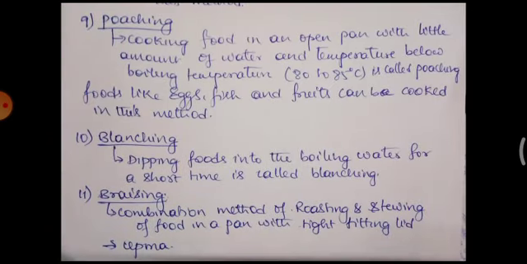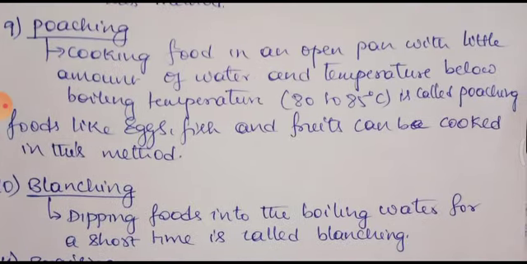Next one is poaching. Poaching is cooking of food in an open pan with a little amount of water at a temperature below boiling, at 80 to 85 degrees Celsius. Foods like egg, fish, and fruits can be cooked in this method. So a little amount of water and a temperature of 80 to 85 degrees Celsius is called poaching, and usually egg and fish are cooked in this method.